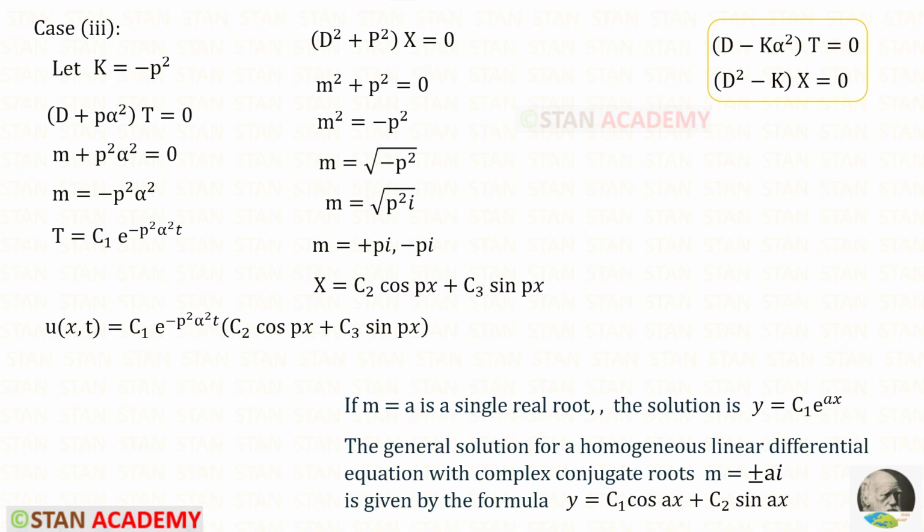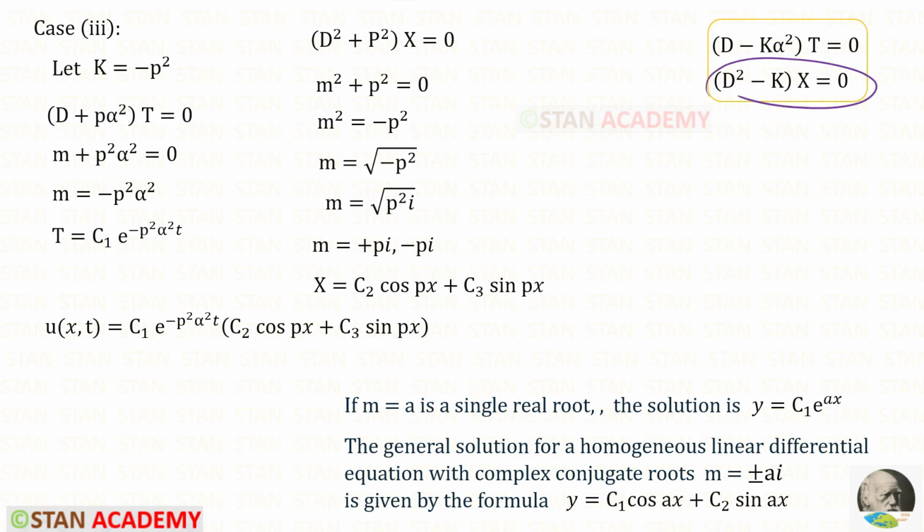Now let us see the third case. In this one, k will be negative. Instead of k, we have to apply minus p square. First, let us take this one. There is already a negative sign. When we apply minus p square for k, negative into negative, it will be positive. This is the auxiliary equation. For m, we will get this. We know that if m is a single real root a, this is the formula to find the solution. Instead of a, we have to apply this, and instead of x, it will be t.